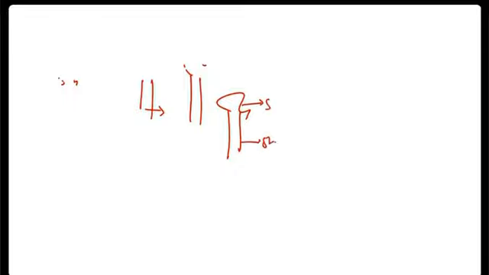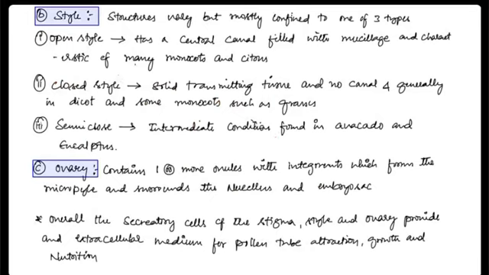Again, we have three different types of styles based on the content inside the transmitting tissue. Can you name the different types of styles? If this is stigma and this is style, what are the different types of styles? Okay, I'll just explain this. First one is open style, second one is closed, and third one is semi-closed.